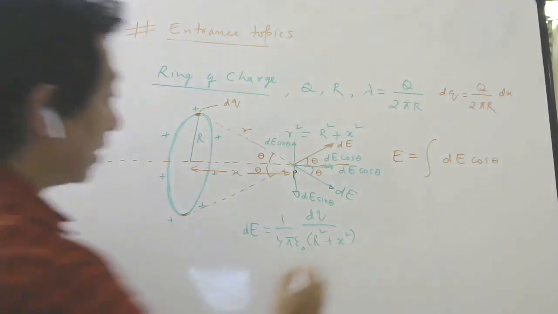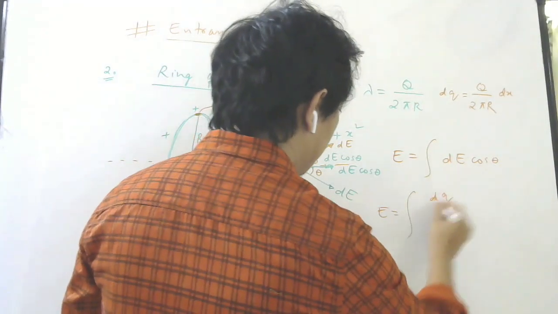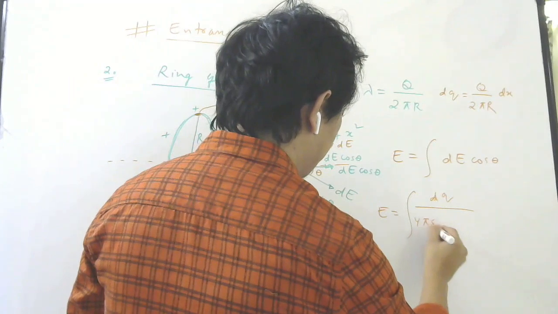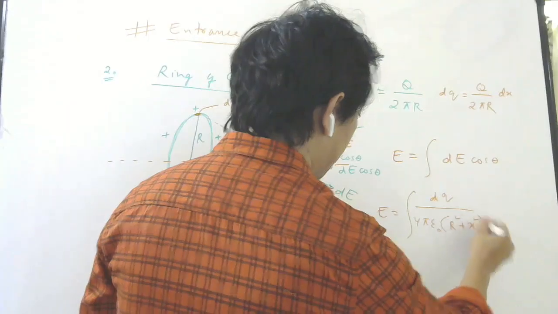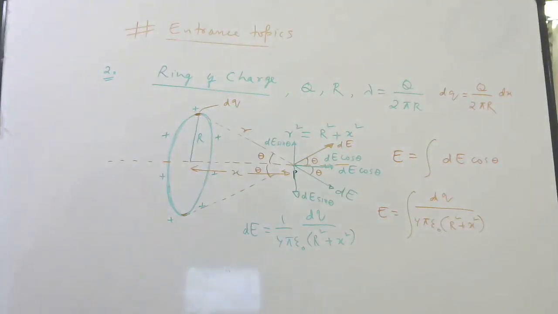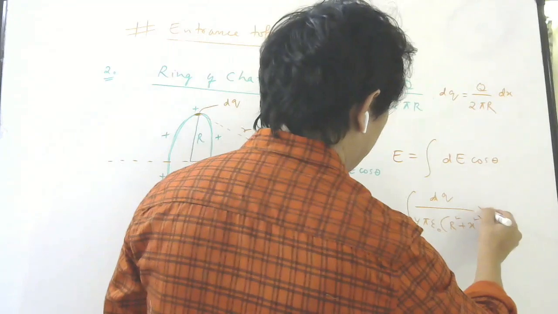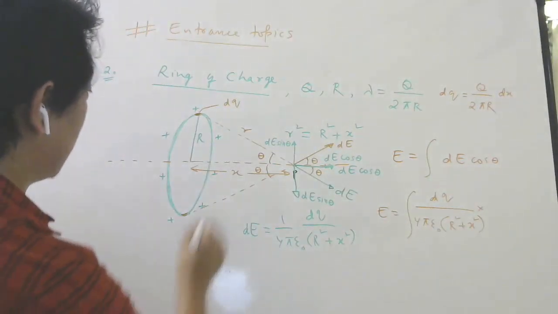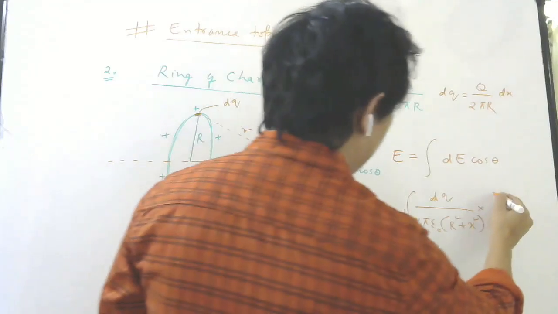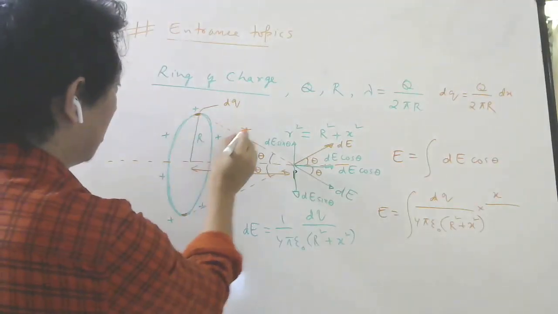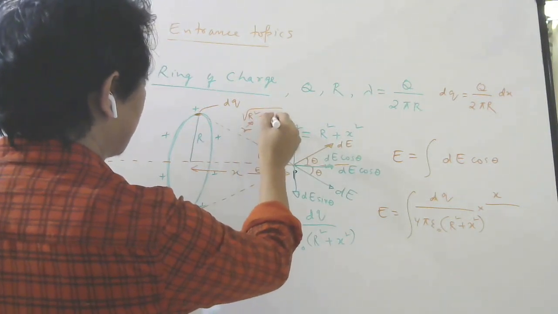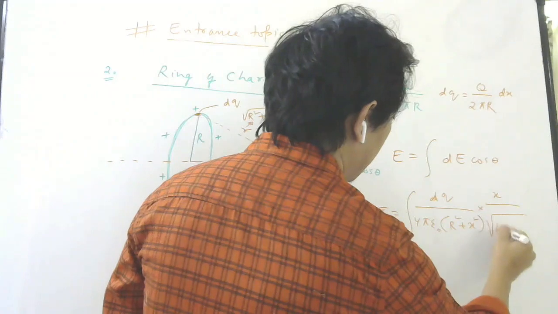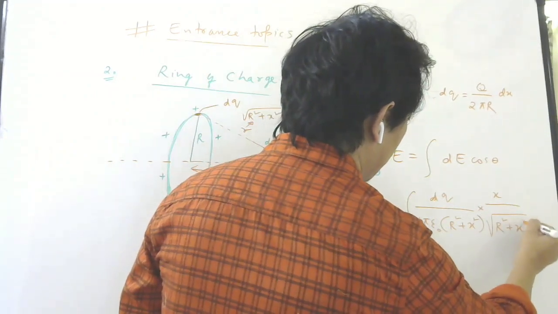Okay, let us now substitute what dE is. dE is dq divided by 4 pi epsilon naught, and this is what? r squared plus x squared, right? And cos theta. What is cos theta? I can write cos theta here as adjacent is x, hypotenuse is this small r. And what is small r? R square is this, so r will be root of r square plus x square. So I can write root of r square plus x square.